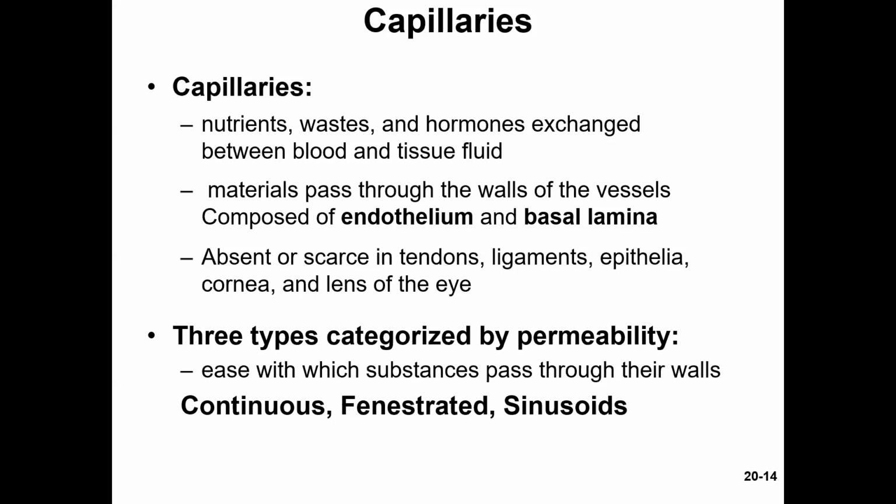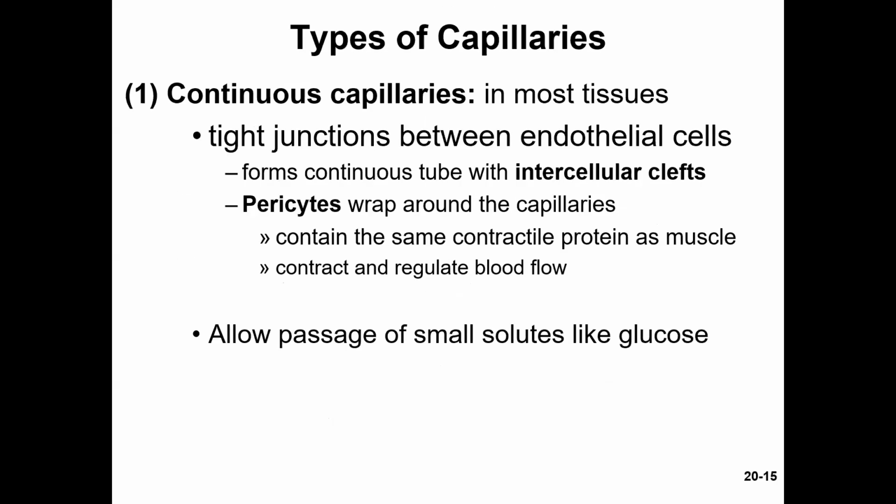There are 3 types that are categorized by permeability. This is the ease with which substances will pass through their walls: continuous, fenestrated, and sinusoid. So continuous capillaries are in most tissues. They have tight junctions between endothelial cells. They form a continuous tube with intercellular clefts.